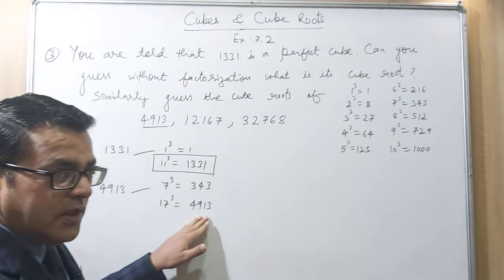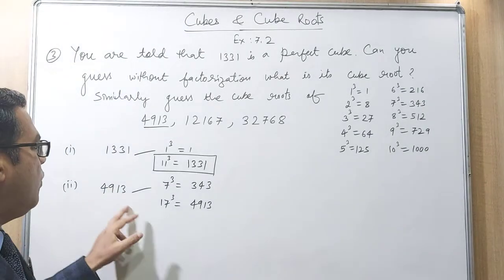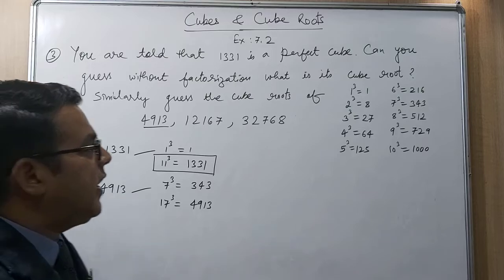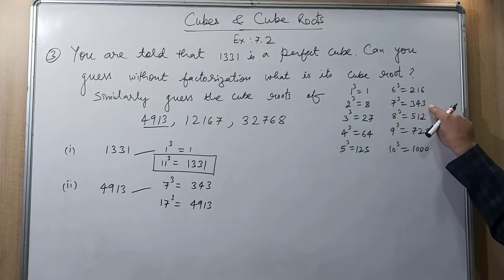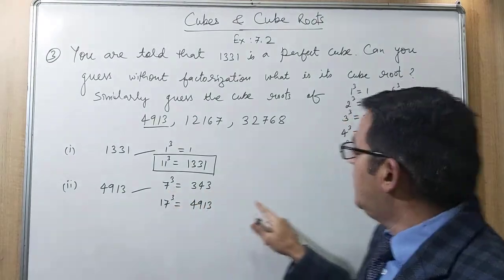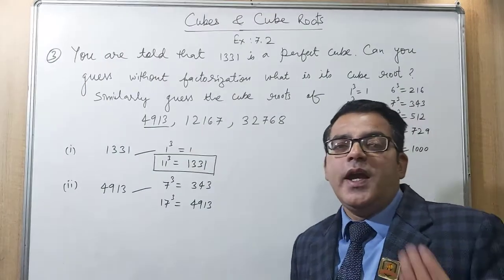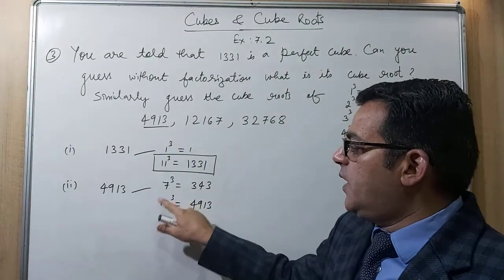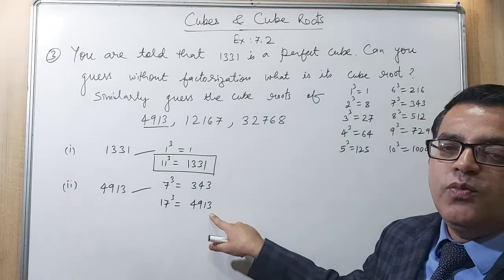Hope you understand, guys. So what to do? We need to check whose cube ends with 3. Here we can see the cube of 7 ends with 3. So we have to check first for the cube of 7. Cube of 7 we know that it is 343. We already know it. So the next number which ends with 7 after 7 is 17. And the cube of 17 is 4913.